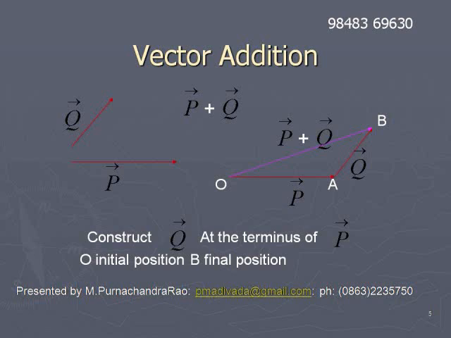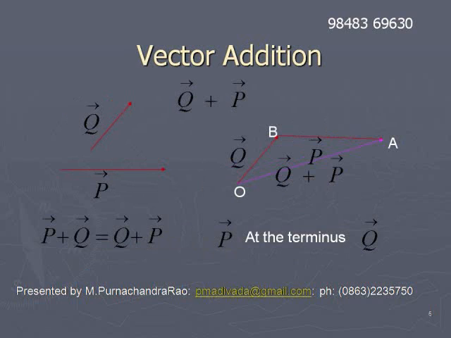Now take the tail of p bar. The tail of p bar is O. The head of q bar, that is B. Now join this by a vector from O to B. So the vector with tail of p bar and head of q bar represents p bar plus q bar. Like this we add vectors.